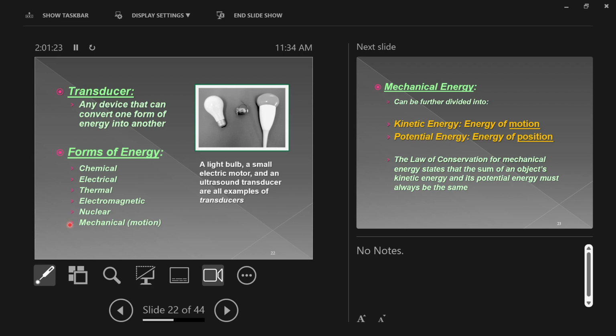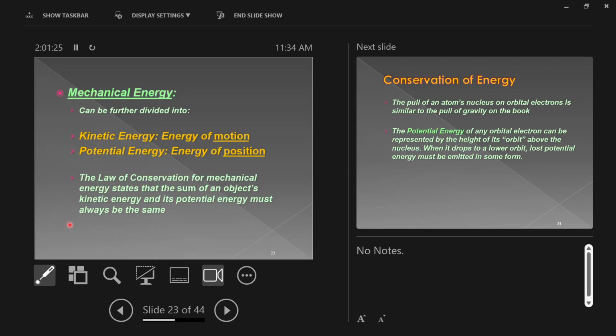It's the energy of motion. Mechanical energy can be divided into two subcategories: kinetic and potential. These are going to be very important, which is why they're on their own slide.